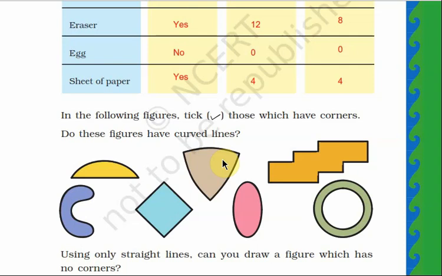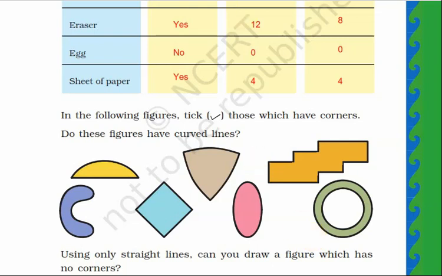Today we are going to do page number 65 in your textbook. All of you, please take out your textbook. Take page number 65. In the following figures, tick those which have corners. Do these figures have curved lines? Here, some figures are being given. You have to find out whether they have corners, and you also have to find out whether they have curved lines. The figures which have corners, you have to tick on those figures.